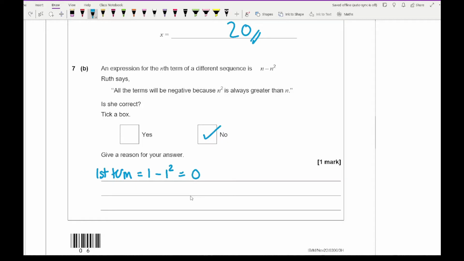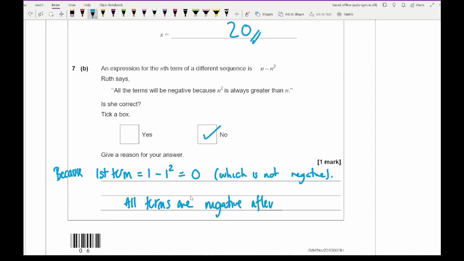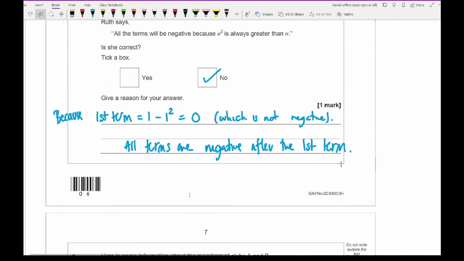And again, because the first term is this, which is not negative. You could also say something along the lines of: all terms are negative after the first term. So she's almost correct, but she's kind of ignored the very first number in the sequence.